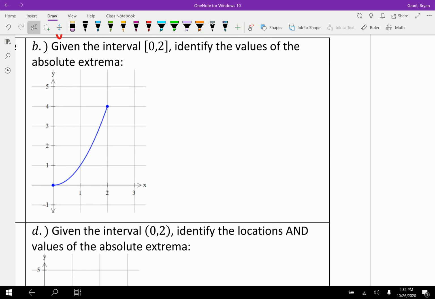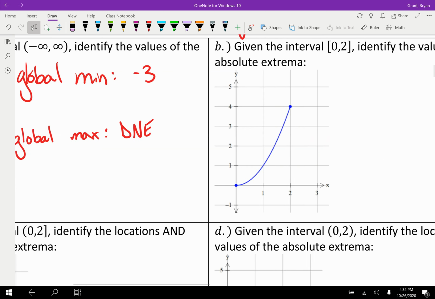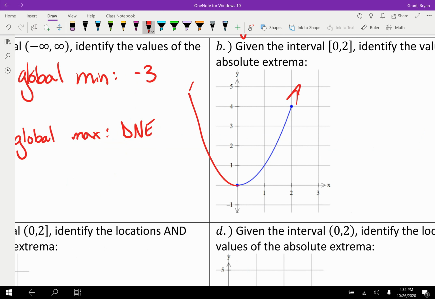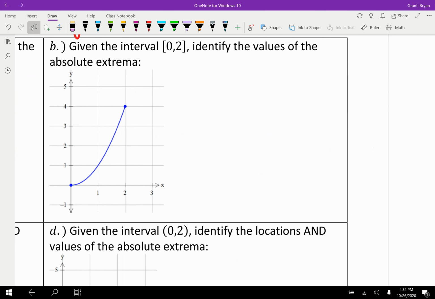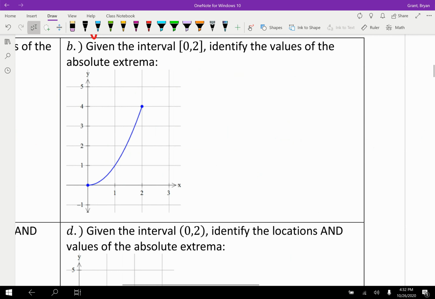All right, let's take a look at our second one. Given the interval 0 to 2, and you might notice that this is actually a very similar graph to the one over here. It looks like it's just stopped, right? We could always put some arrows on the end, but we're just looking at a specific closed interval here. Identify the values of the absolute extrema. Similar question, though we used absolute instead of global, I think. Well, let's take a look.